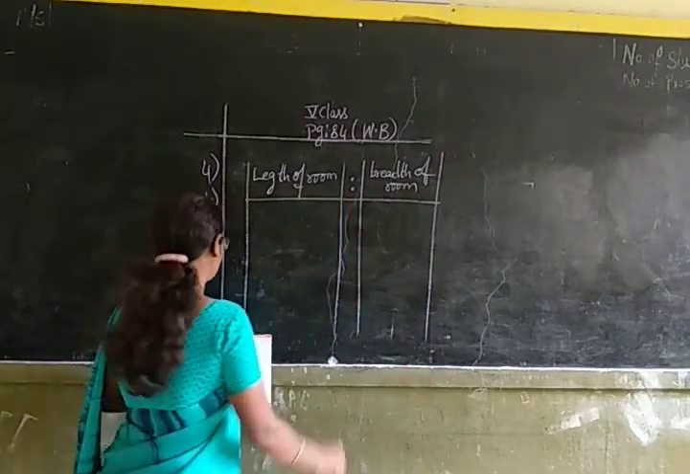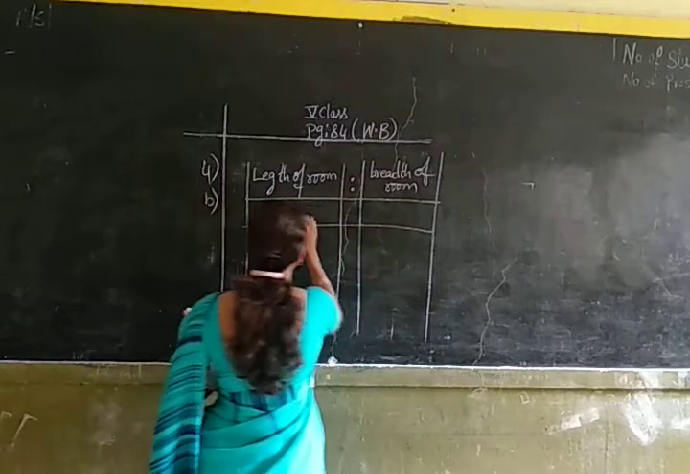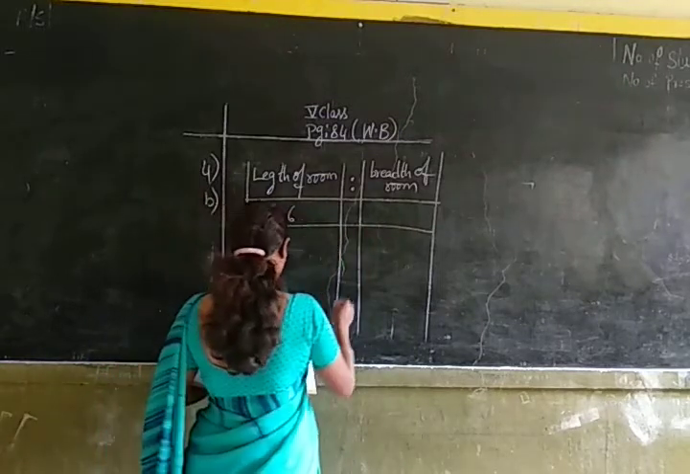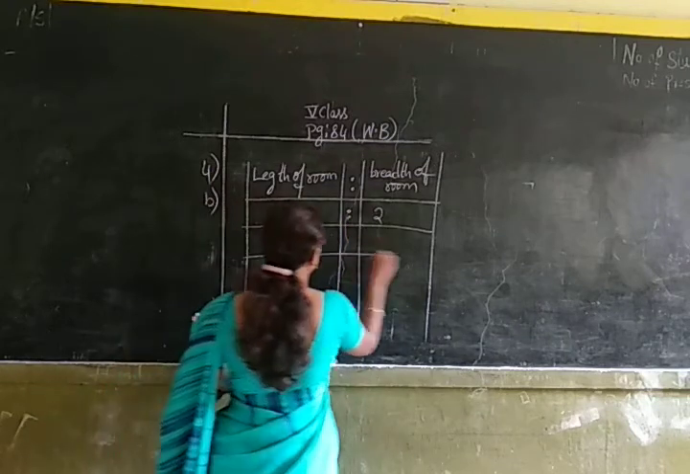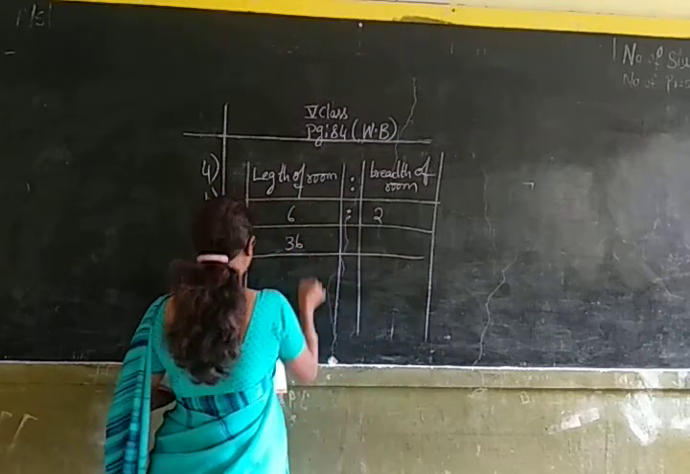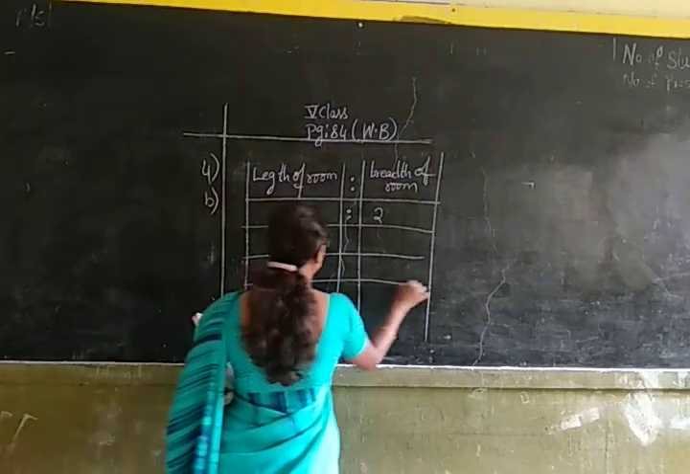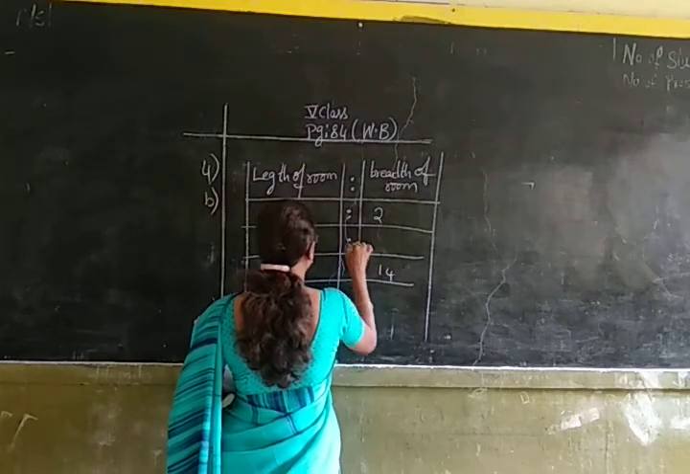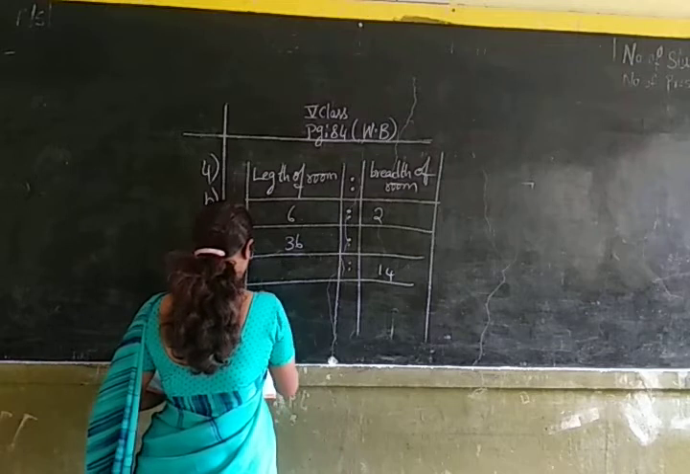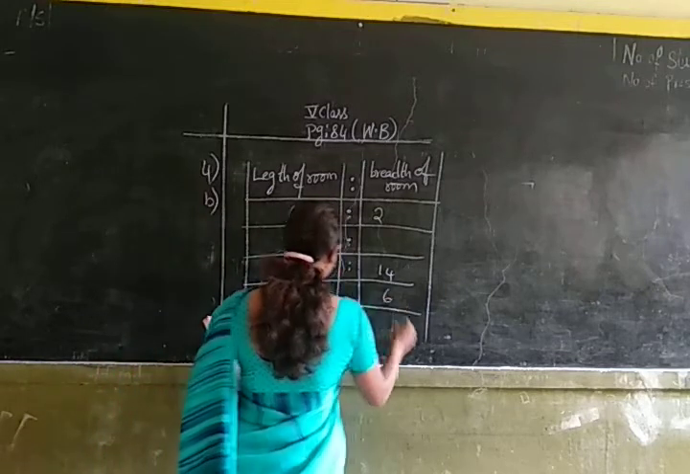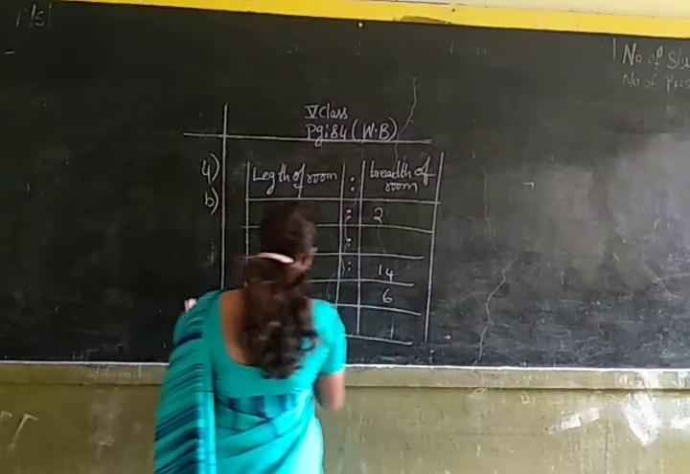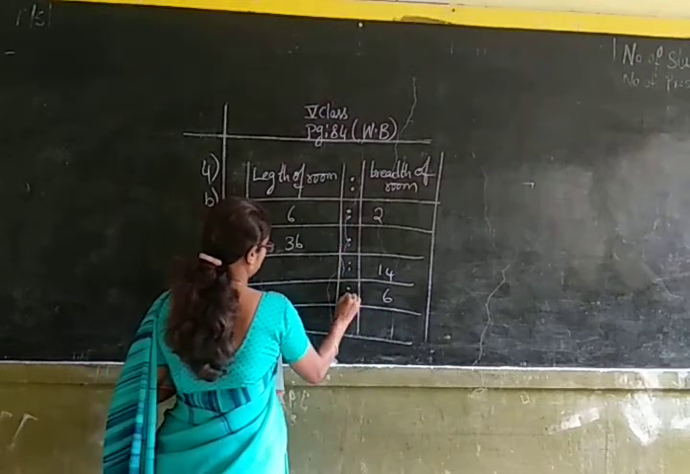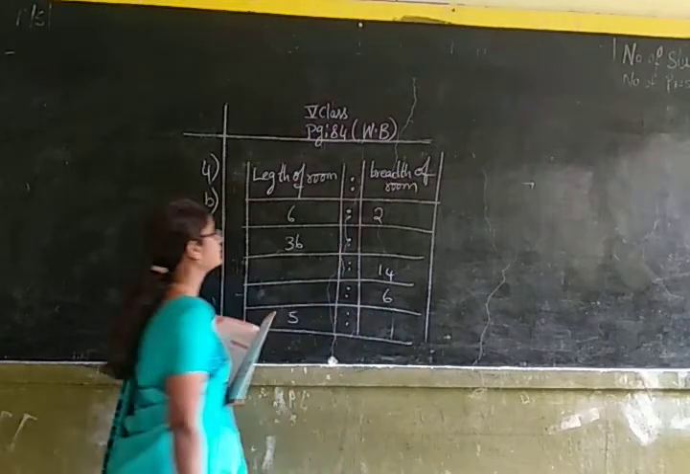Okay children, in the first box 6 and 2 are given. In the second box 36 is given. In the third box only 14 is given. In the fifth box 6 is given. And in the last box 54 is given. Now we have to find out the missing numbers in the box.